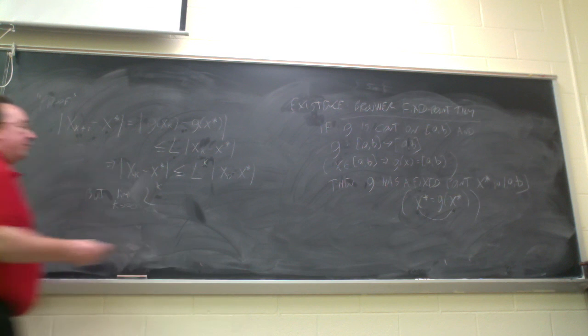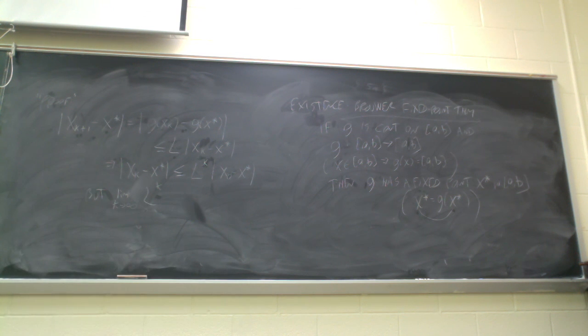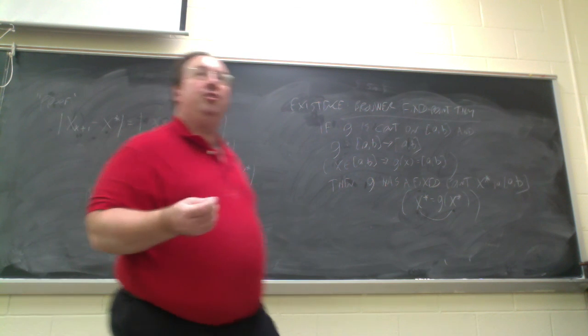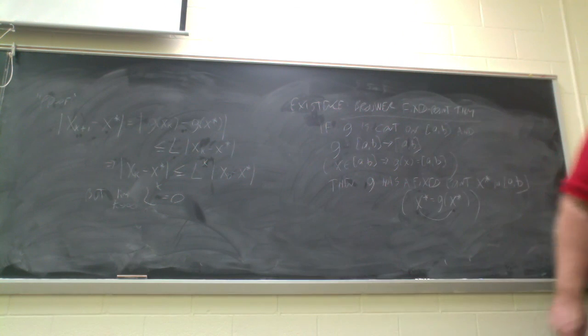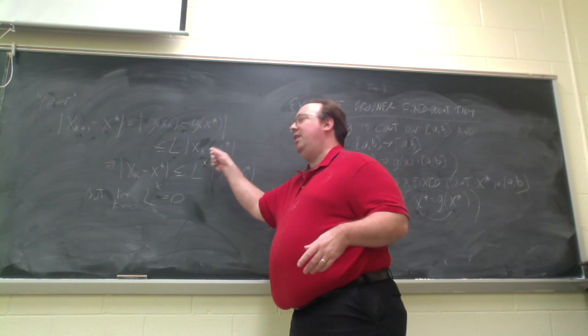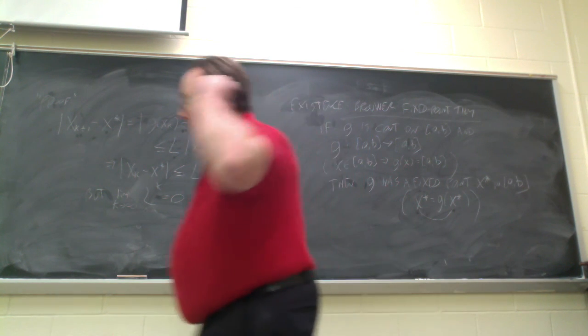But what's happening to L to the k as k goes to infinity? What do we know about L? It's between 0 and 1, it's just getting smaller. Yes, it's going to keep getting smaller and smaller. So the limit is 0, so the error has to go to 0. So in fact, it's Lipschitz continuous, but also having this Lipschitz constant less than 1 ensures that the error is going to go to 0.